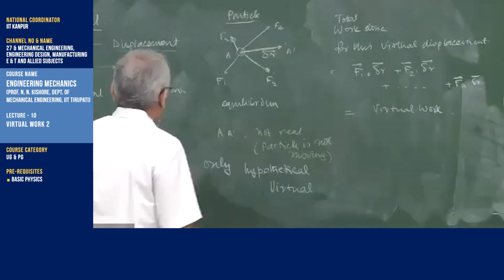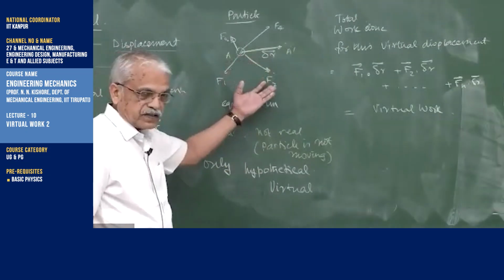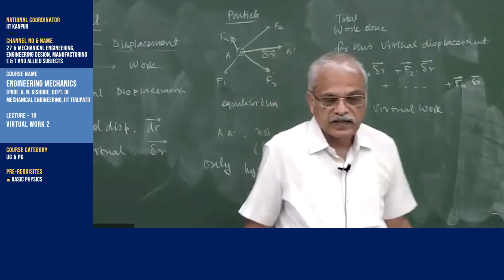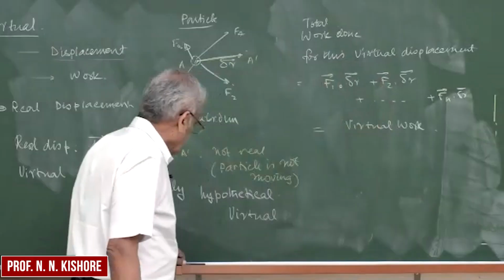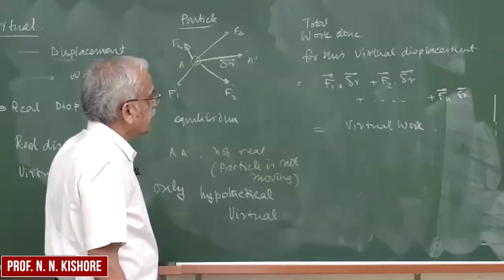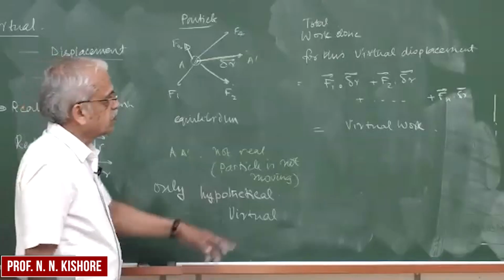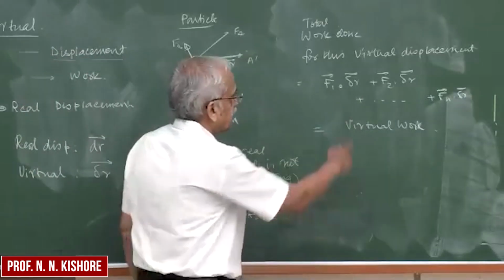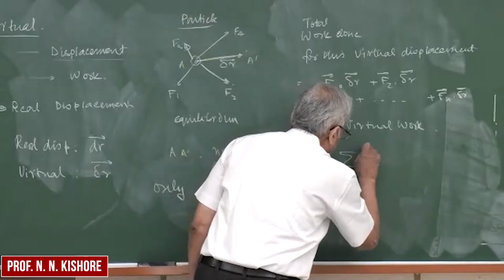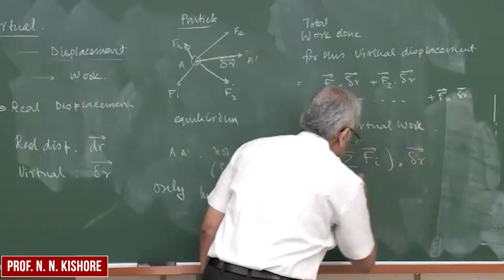And virtual displacement is any hypothetical displacement of the particle or of a rigid body or even a system of connected bodies. Okay, so now this is very interesting here. If you look at the virtual work for this one, what is it that we can do here? So the total work done here, delta R I can take common. So I can write this one as, so what is this one?